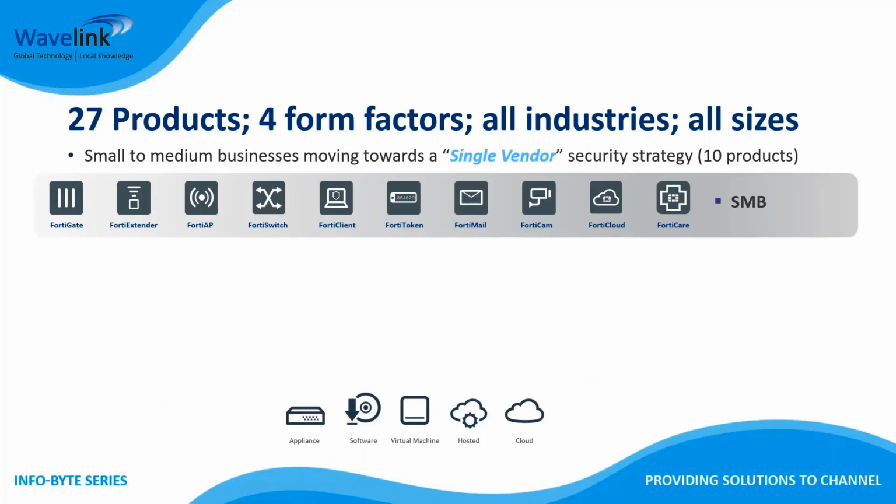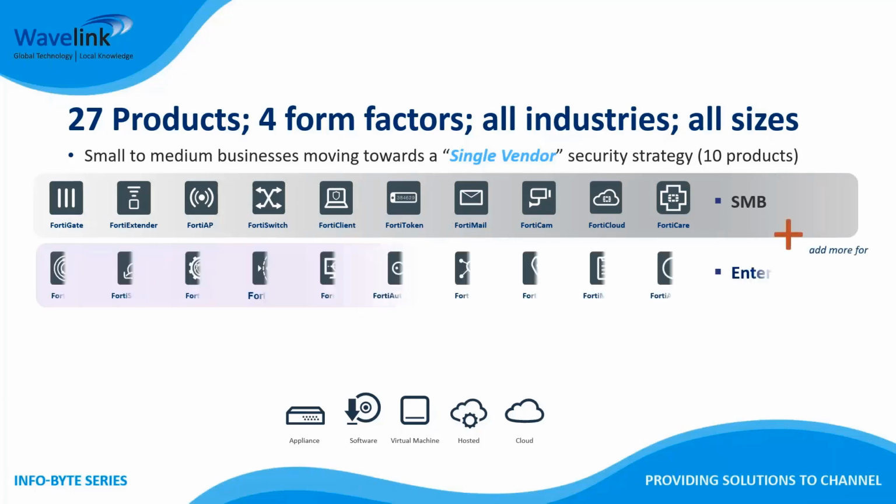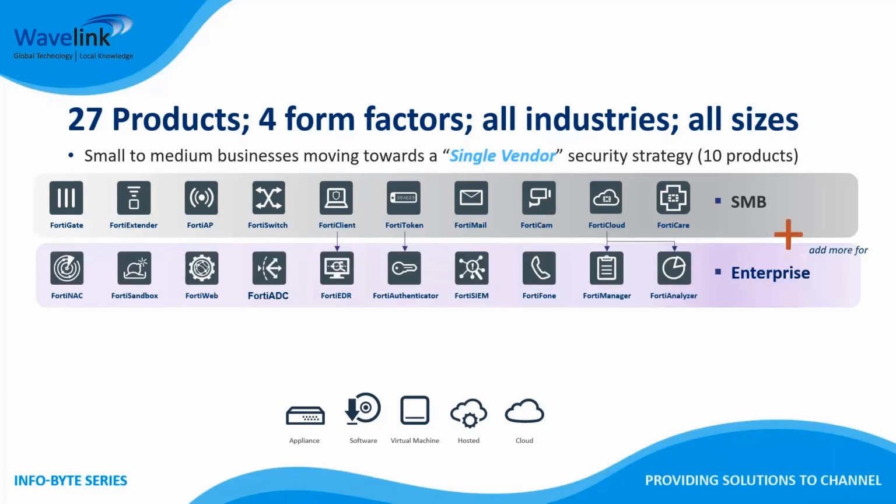So you've got the FortiGate, FortiExtender, FortiAP, FortiSwitch, FortiClient, FortiToken, FortiMail, FortiCam, FortiCloud, FortiCare. All 10 of those allow you to cover the Essential 8 as recommended. And if you need to go up and increase that specialization, you can add more with FortiNAC, FortiSandbox, and obviously FortiClient and FortiToken do upgrade to FortiAuthenticator and FortiEDR. And your FortiCloud, if it's not sufficient, can be broken down into the individual FortiManager and FortiAnalyzer.